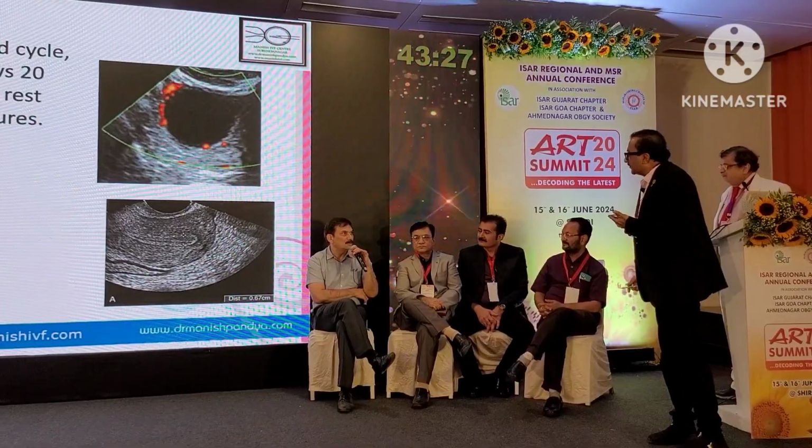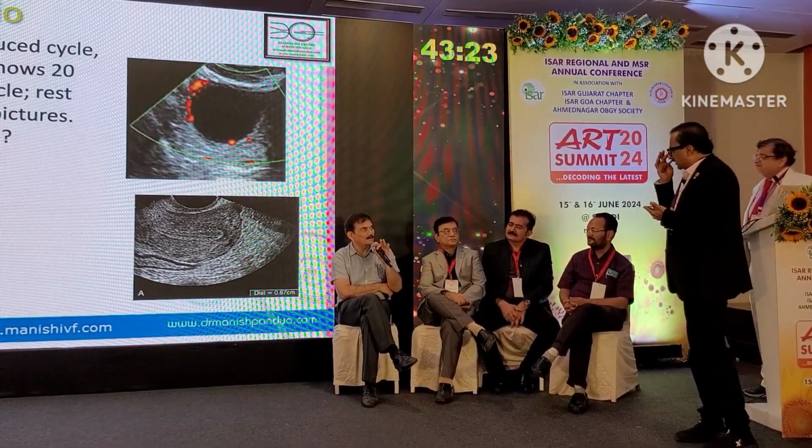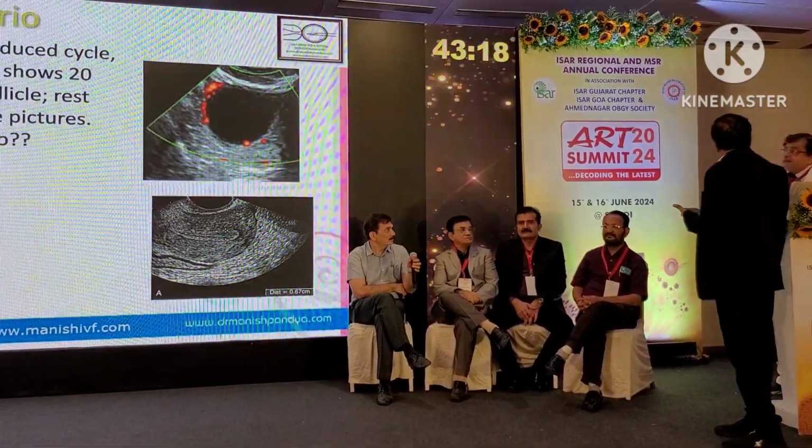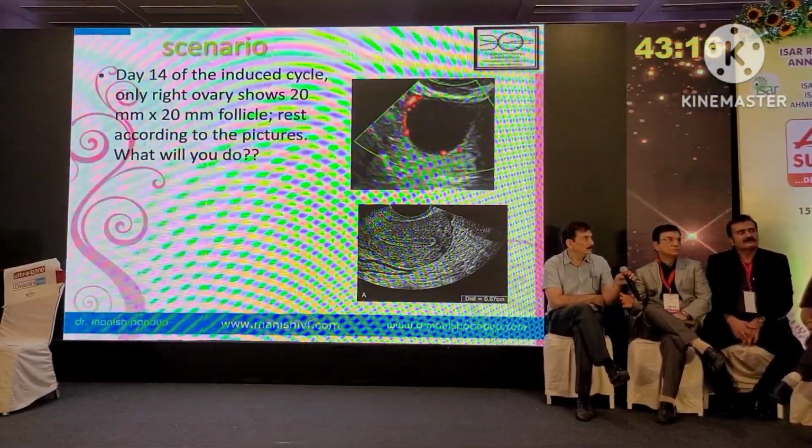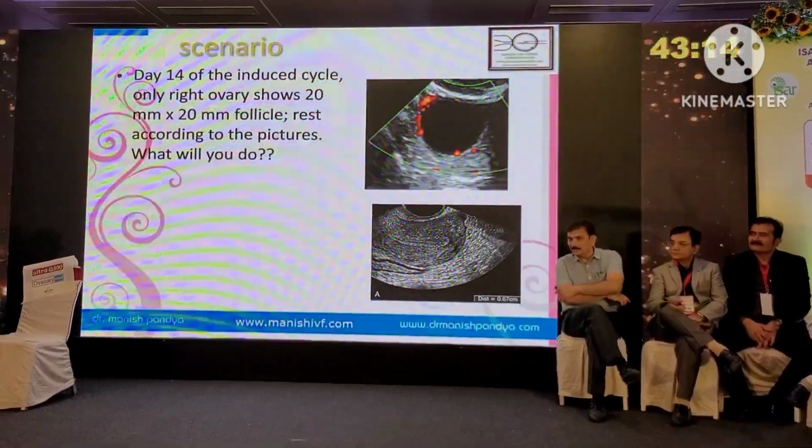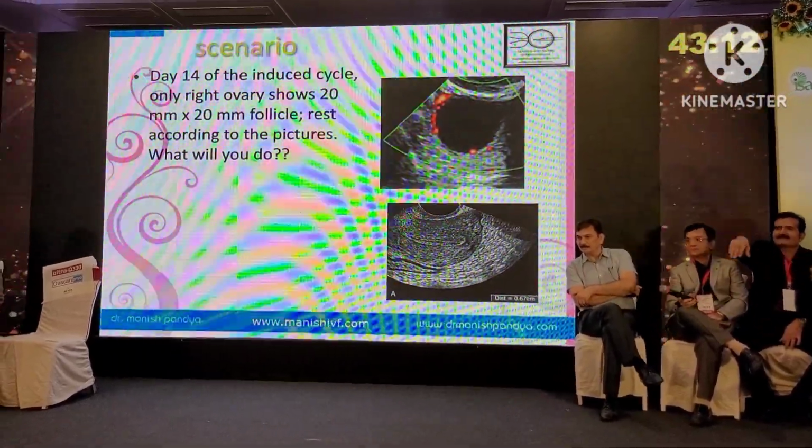Sir, if it is not a stimulated cycle, then 18 mm is optimum. If the cycle is stimulated, then 24 mm may be a good size. So here in the slide that we have shown, what will you do in this situation? What will you do? Nisha, this is the scenario.